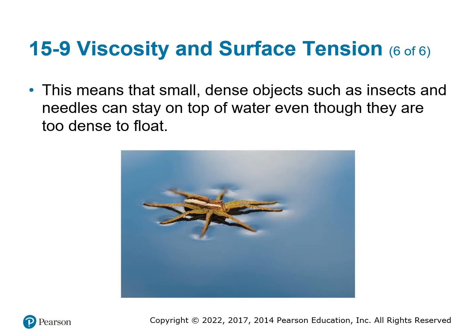So this means that small dense objects such as insects, right, certain kinds of spiders, too, and needles can stay on top of water even though they are too dense to float. You learn a lot about this in bio if you take it too. Cohesion, adhesion of water molecules, but surface tension is kind of just bonus information for us. So if you are ever curious, you can do more research on it.